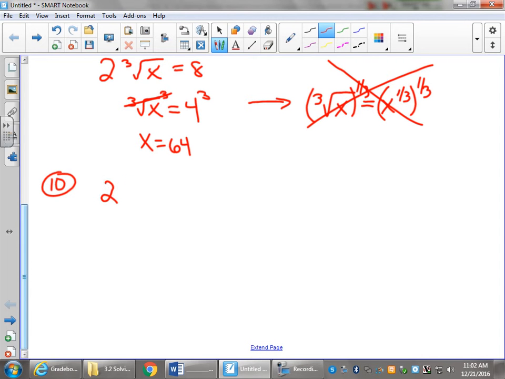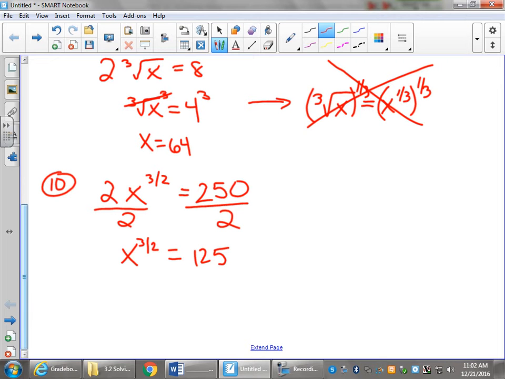Okay, 2x to the 3/2 equals 250. Going to start off dividing both sides of our equation by that coefficient. You always got to get rid of those coefficients before you do your raising. So we're going to divide by 2. And what do we now have on the right-hand side? 125.